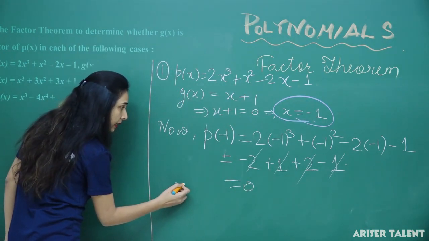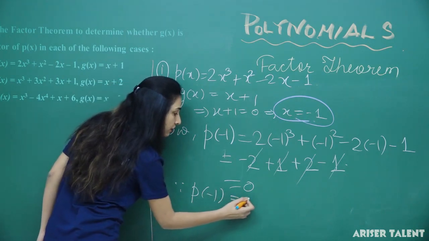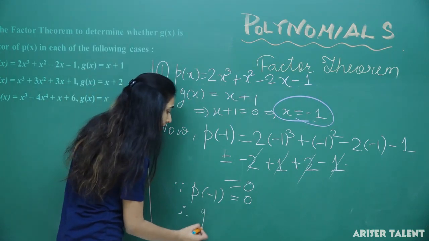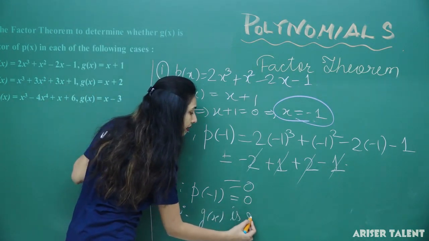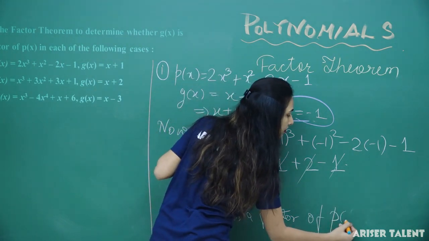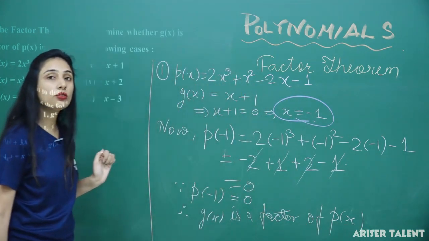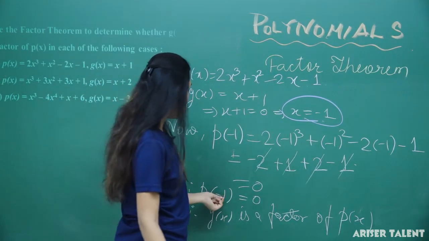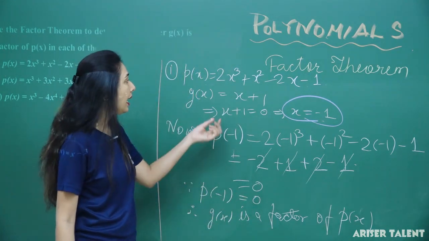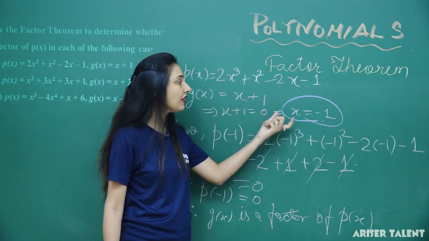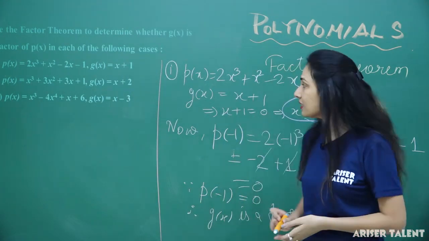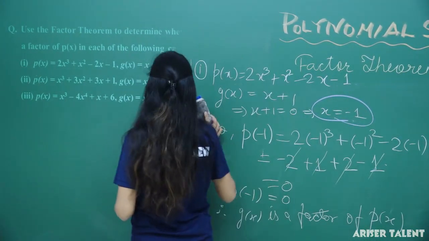So since P(minus 1) is equal to 0, that means g(x) is a factor of p(x). Understood? g(x) is a factor of p(x). Why? Because putting x equals minus 1, p becomes 0, and g(x) gives the value x equals minus 1. So that means they are factors. In what case are they not factors? Let us find out that too.